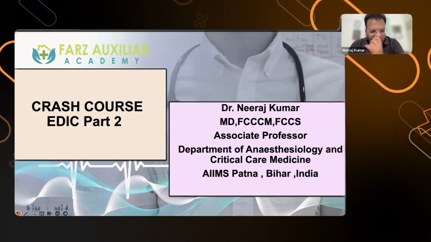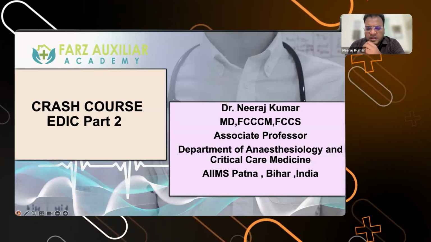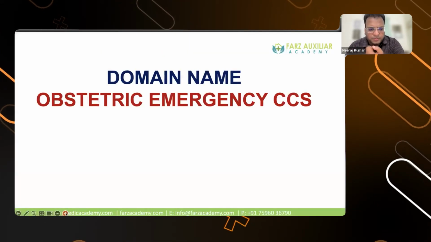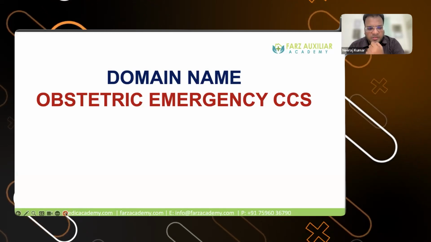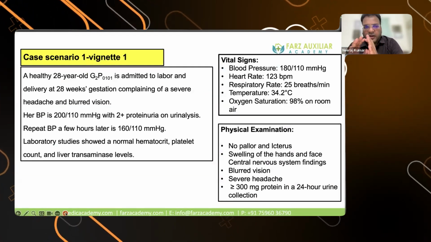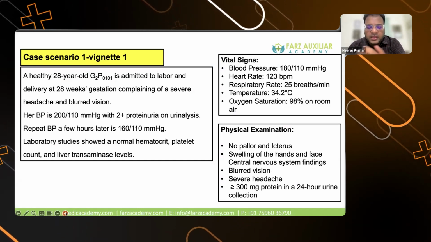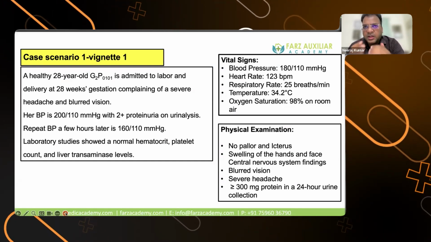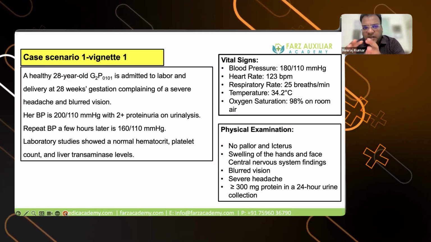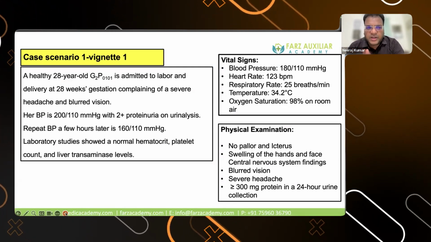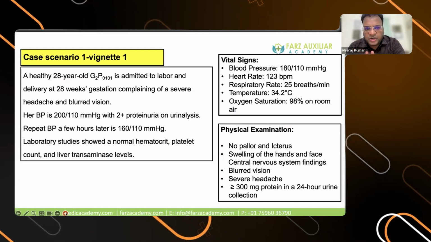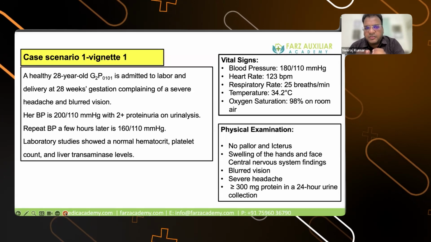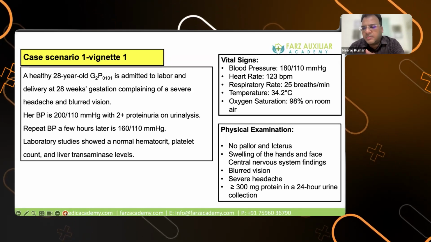Because this is the class in which I will be discussing few scenarios, the domain is obstetric emergencies. So here is a case scenario. This is how we used to take exams for all those EDIC 2 participants who are going to appear for the exam. The scenario will be like this: a healthy 28-year-old G2 P1 admitted to labor and delivery at 28 weeks of gestation, complaining of severe headache and blurred vision.